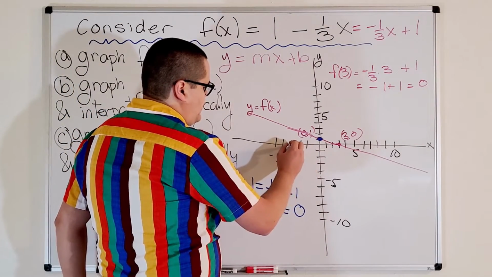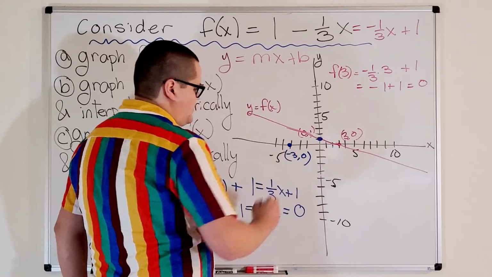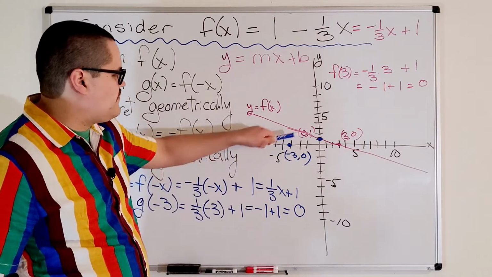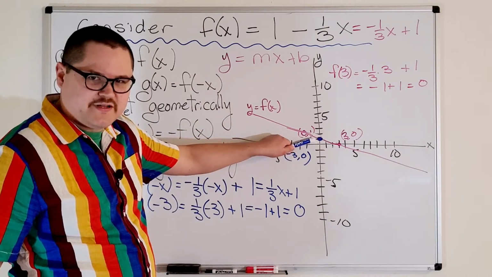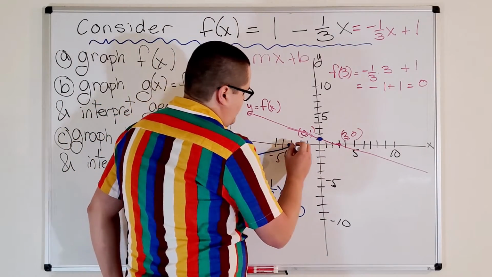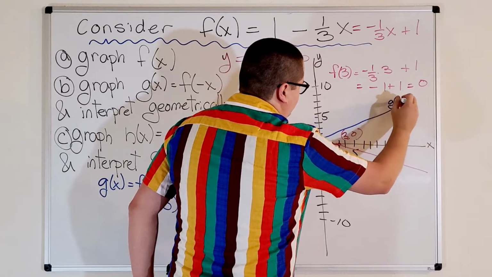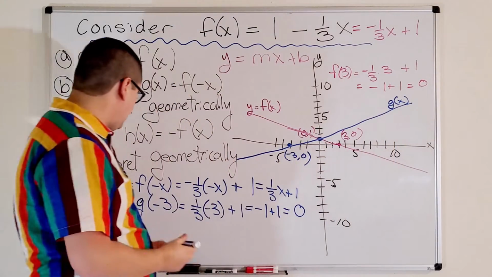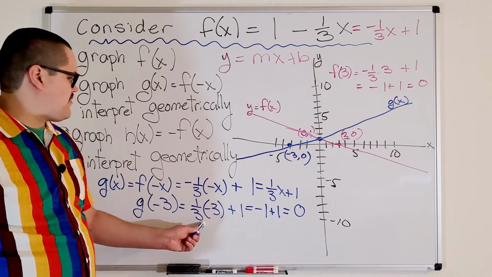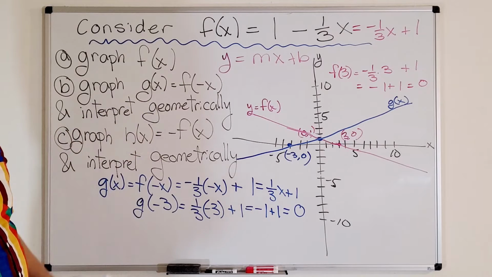1, 2, 3, negative 3, up 0 is this point. So we know this point is on the graph of g of x, and so is this point. Now we can connect the dots. And this must be the graph of g of x. Okay, but we only answered half the question because we're supposed to interpret this geometrically.